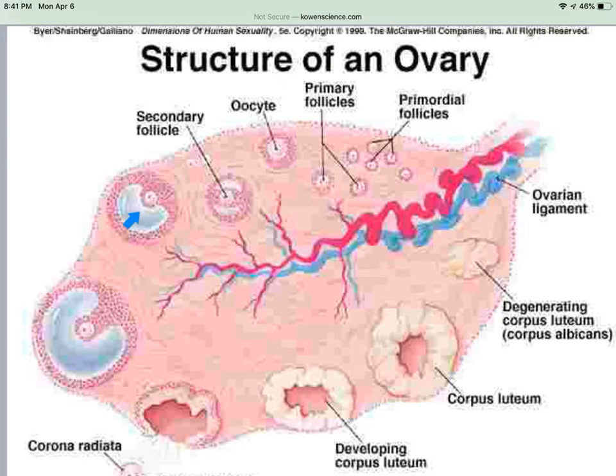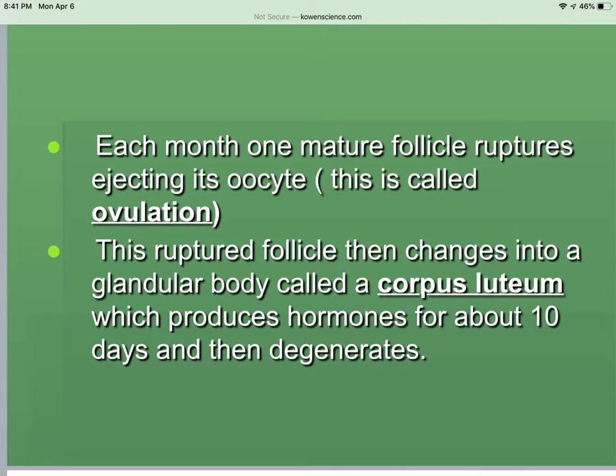Now once we start getting this fluid-filled area here, then we've moved to the Graafian follicle, and the oocyte is right there. Now that will continue to enlarge until it is finally ruptured, at which time it releases the egg, and that's called ovulation. So each month one mature follicle will rupture, releasing the oocyte, called ovulation.